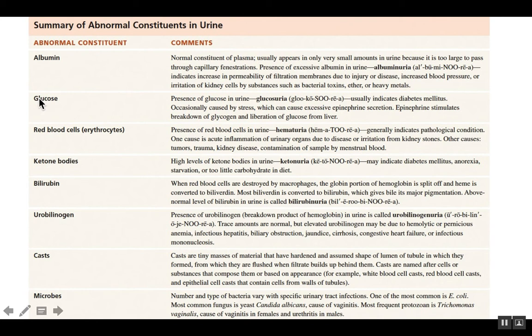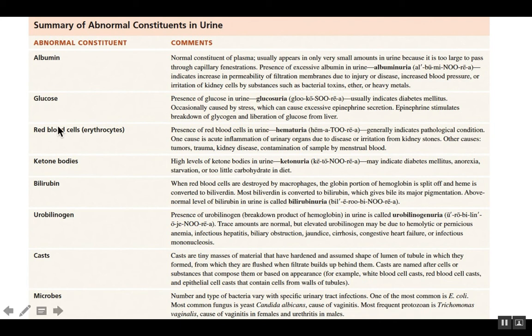Glucose shouldn't be in urine, but for a different reason. It does get filtered, but it should get completely reabsorbed back into the blood. There are cases where glucose can be found in urine, usually poorly managed diabetes. Other things could be excessive epinephrine secretion, where that boosts the blood sugar really, really high. So anything that causes high blood sugar might result in glucose being in urine.